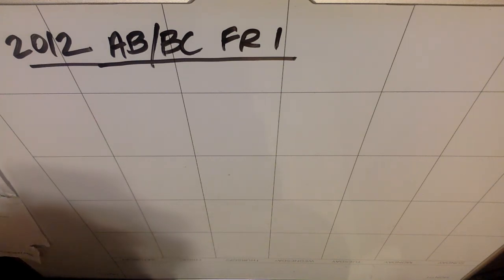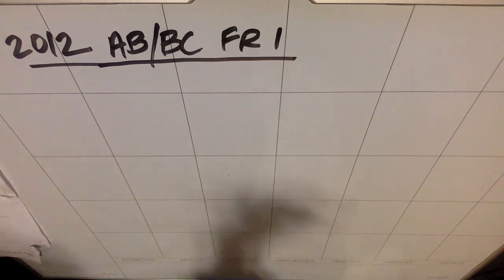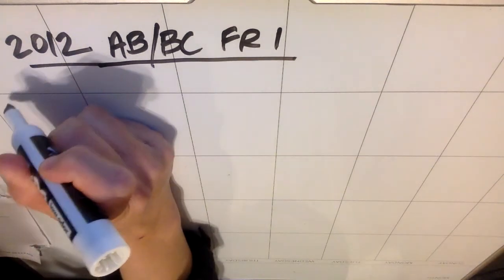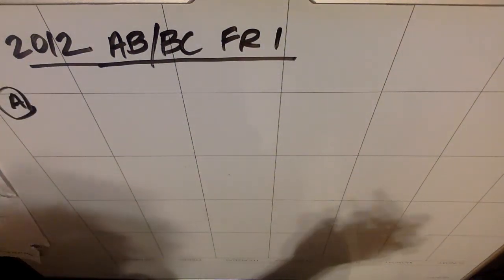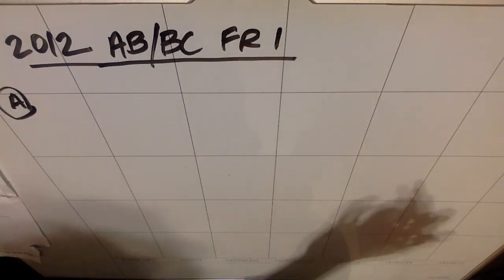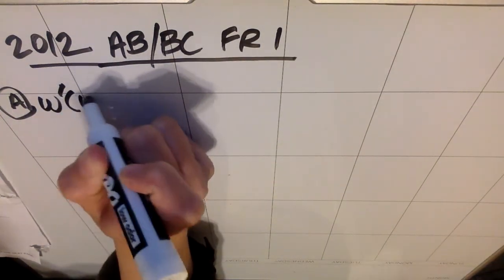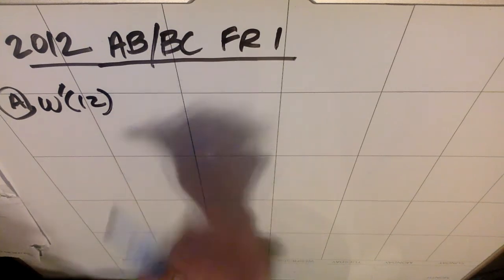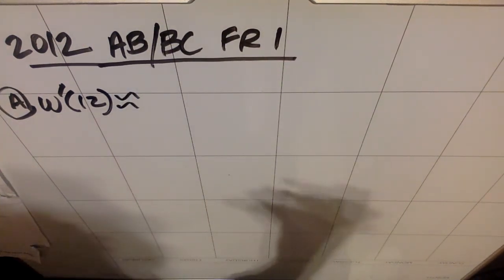Part A says, use the data in the table to estimate W prime of 12. Show the computations that lead to your answer. Using correct units, interpret the meaning of your answer. So the trick is that they ask us to approximate W prime, right? Remember that in the most basic of ways, derivative essentially means slope. A derivative is a rate of change or a slope. So W prime of 12 is going to be approximately the old school slope of points around 12.